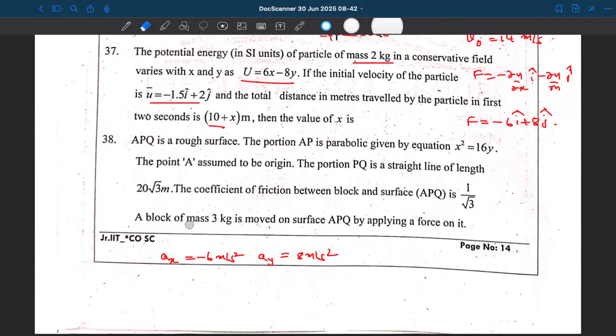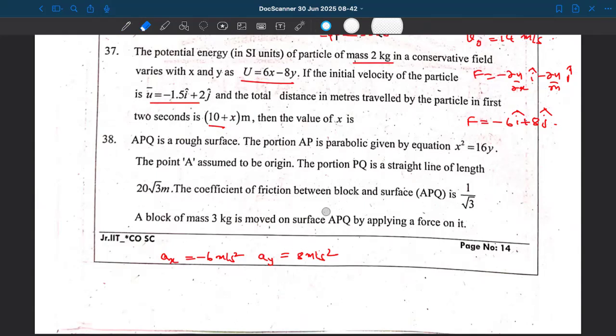What is the direction of the initial velocity? You can see force and velocity are in the same direction. Take 4u bar, minus 6 i cap plus 8 j cap. So force and velocity are in the same direction. Then you can simply apply v square is equal to u square plus 2as. Simple.